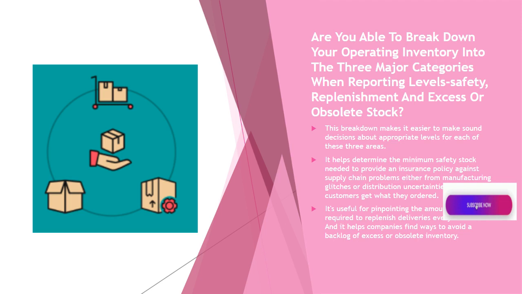This breakdown makes it easier to make sound decisions about appropriate levels for each of these three areas. It helps determine the minimum safety stock needed to provide an insurance policy against supply chain problems, either from manufacturing glitches or distribution uncertainties, so that customers get what they ordered. It's useful for pinpointing the amount of inventory required to replenish deliveries every 2 weeks. And it helps companies find ways to avoid a backlog of excess or obsolete inventory.